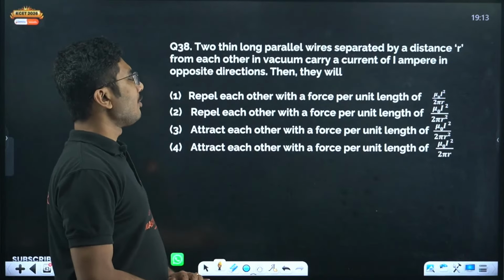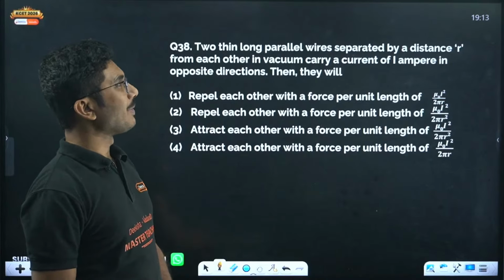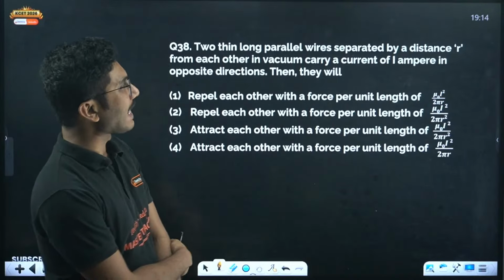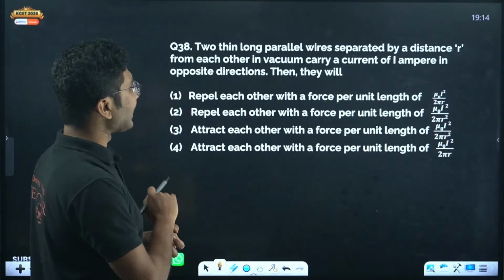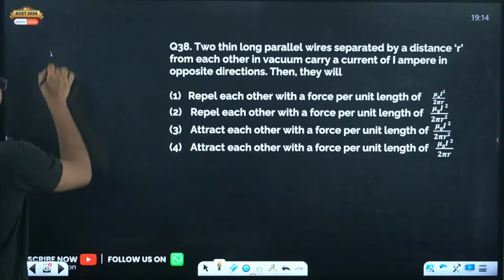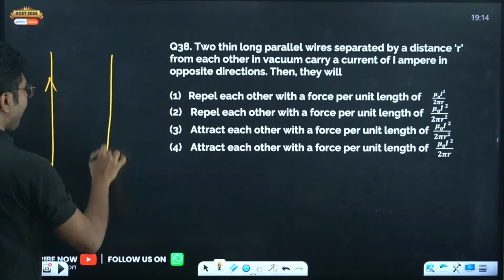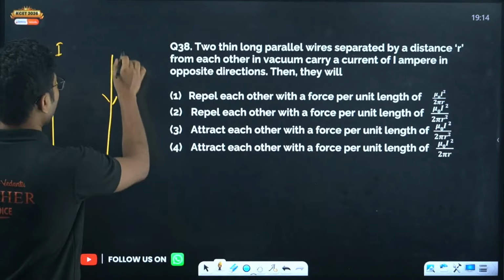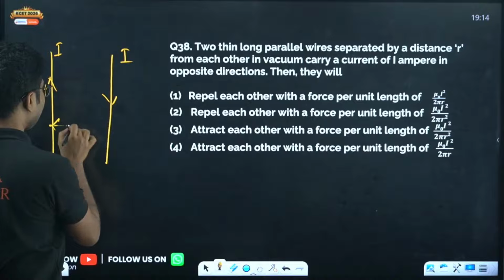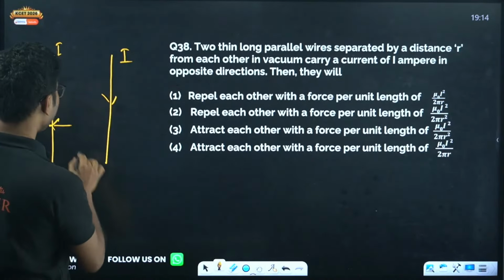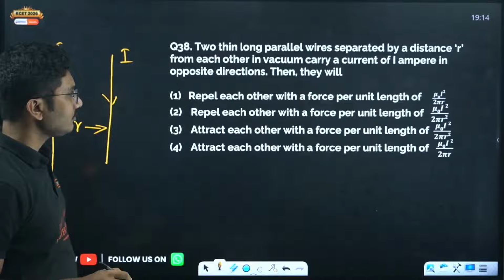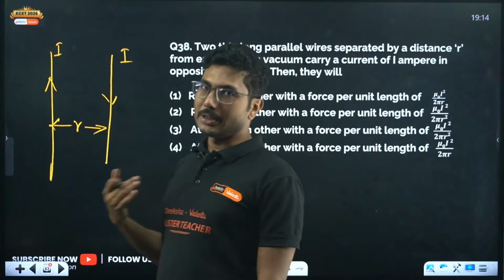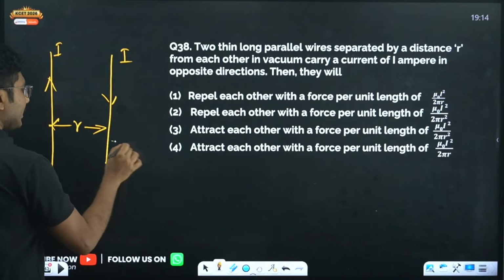Two thin long parallel wires separated by a distance r from each other in vacuum carry a current I ampere in opposite directions, then they will. So we have current I and I, separated by a distance R. So what will they do? Current in opposite directions, they repel each other.